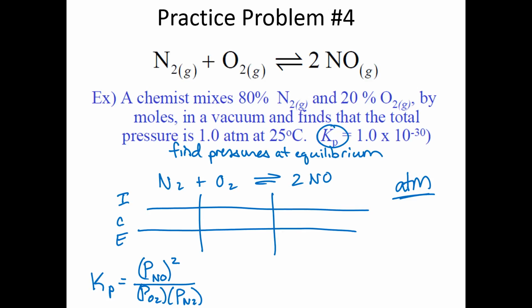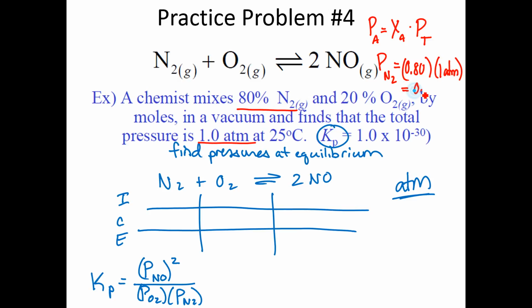All right, so we need to plug in atmospheres, but they give us this thing with percentages here. So what we actually want to do is go back to our knowledge of gas laws. Do you remember we had this equation, the pressure of A equals the mole fraction of A times the total pressure? So the pressure of N2 is going to equal the mole fraction of N2, which is what this problem is telling us. It's 80% N2, so it's 0.8. And the total pressure is 1 atmosphere. So the pressure of N2 is 0.80 atmospheres.